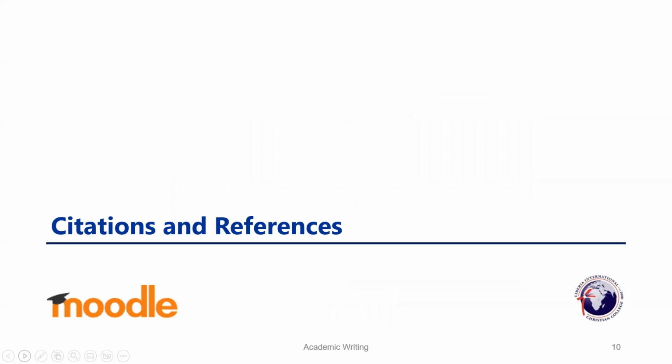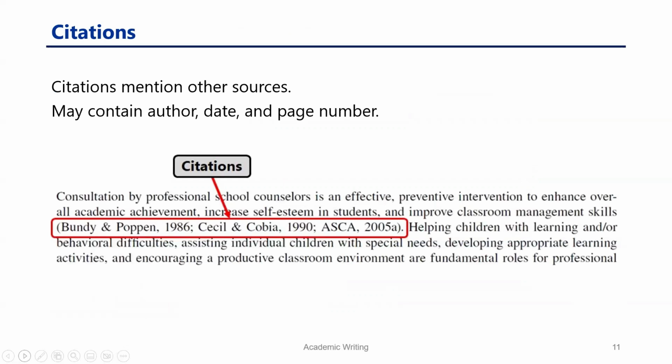Now let's talk about citations and references. A citation is a thing you find in the text that mentions another source that the author used. A citation may contain the author, date, or page number. So in this paragraph out of the guidance counseling textbook, we see 3 citations: Bundy and Poppin from 1986, Cecil and Cobia from 1990, and ASCA from 2005.